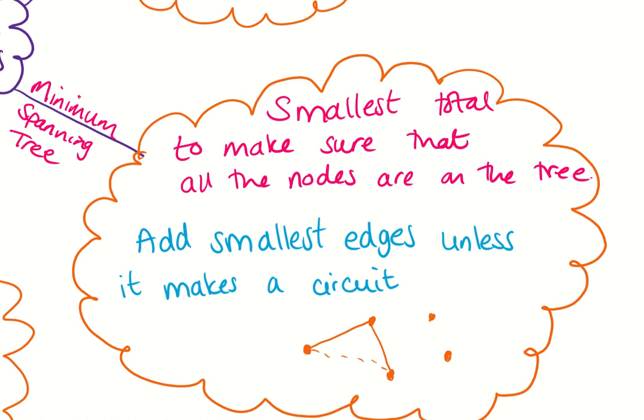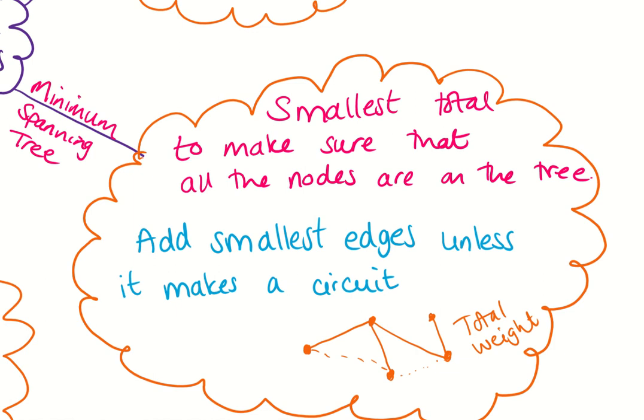So then I pick the next smallest one, and the next smallest one, maybe it's that one. I'm not going to use that one because again it would make a circuit. So then I pick the next smallest one, and now all of my nodes are connected in, and I would find the total. And when we're talking about total, we're talking about the total weight of those edges. Now if we're looking for a minimum spanning tree, we want that to be the smallest.